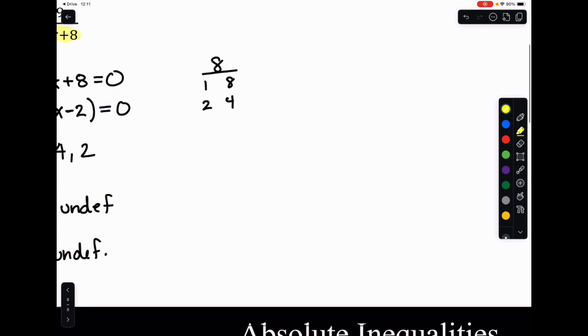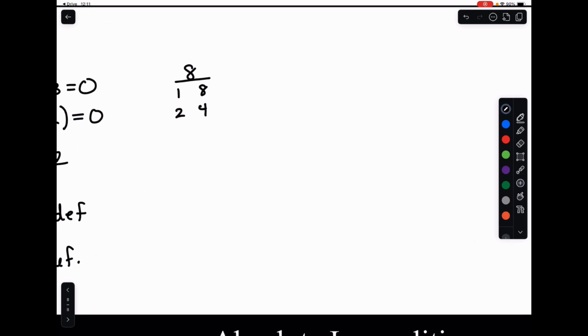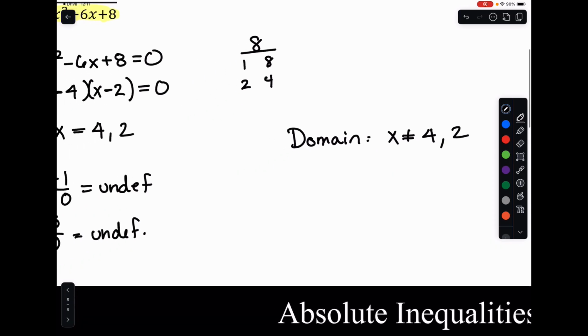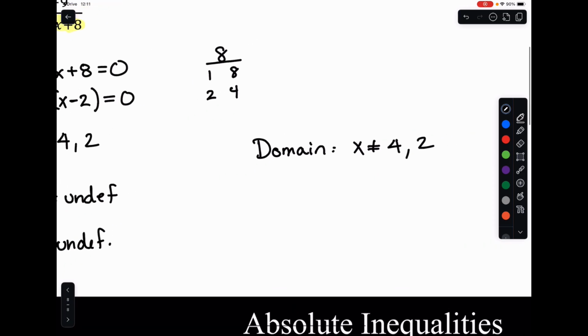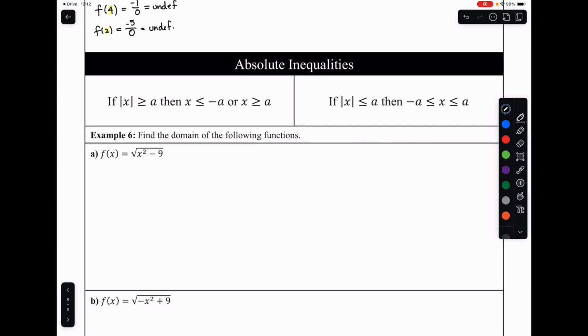So our answer for this particular question, which is what is the domain of this function, is going to be all real numbers except for those two values. So we'll say that x cannot equal positive 4, nor can it equal positive 2. So there's your solution. And then finally, for our last example, before we go to example number 2, let me remind you again of some definitions from algebra about absolute value inequalities.